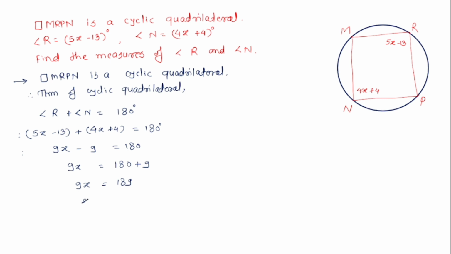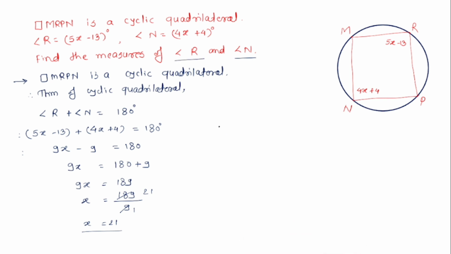We have to find the value of x. So we'll transfer 9 to the right hand side so as to have it in the denominator. Now if we divide 189 by 9, we get 9 2s are 18 and 9 1s are 9. So x is equal to 21. So this is the value of x. But we don't want the value of x, we want the measures of angle R and angle N.